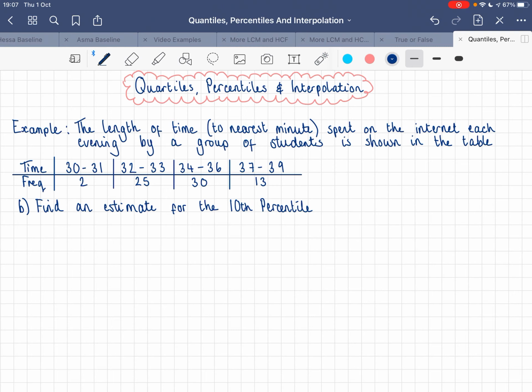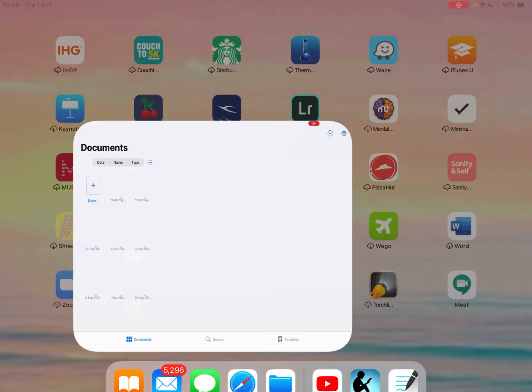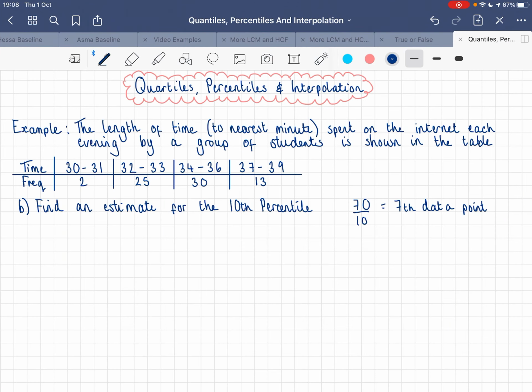So again, we've got a total frequency of 70. If we do 70 divided by 10, then we are interested in the 7th data point. We need to find an estimate for the 7th data point. Oh no, that's really annoying. I'm not starting again from the beginning. Okay, so we are looking for what the 7th data point is again.